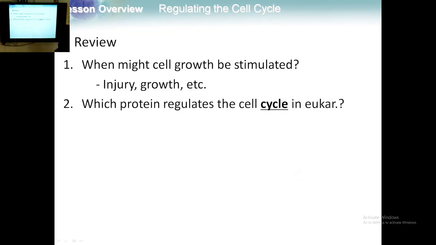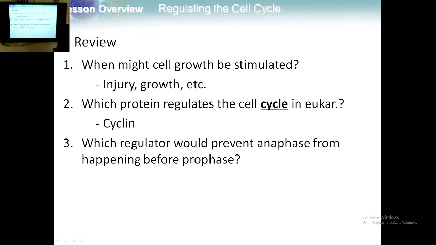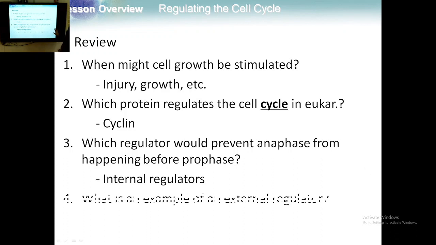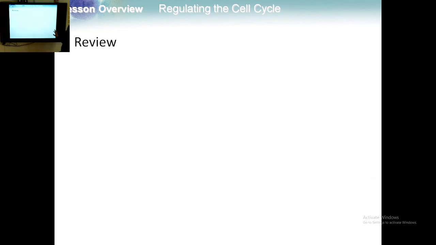The next question: which protein regulates the cell cycle in eukaryotes? Which is the cyclins, okay? Which regulator would prevent anaphase from happening before prophase? It is the internal regulator. You have to memorize this information: the regulator that prevents anaphase from happening before prophase is the internal regulator. And what is an example of an external regulator? Growth factors or growth hormones.